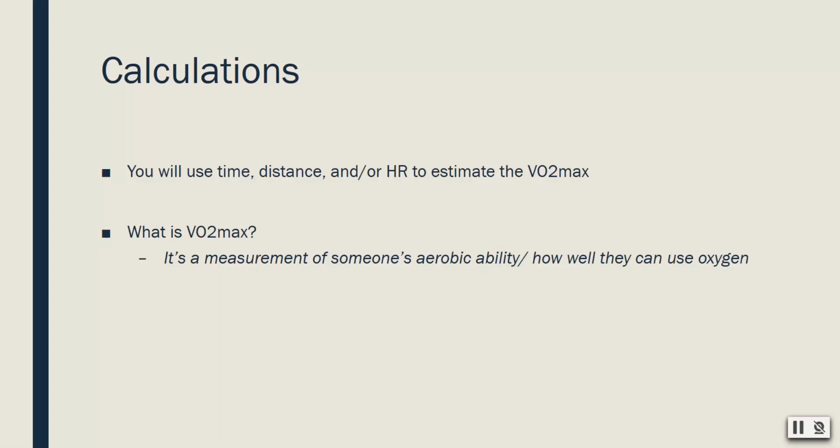And then lastly, what you're actually going to be calculating and comparing to the norms is the VO2 max. And like I was saying earlier, VO2 max is a measurement of someone's aerobic ability or how well they can use oxygen. So the higher your number is, the more aerobically fit you are. We're going to be talking in a lot more detail about VO2 max in lecture, but for now, just know that a higher number is good. Typically for college students, the average is around 30, maybe 38 to 45 as your VO2 max.